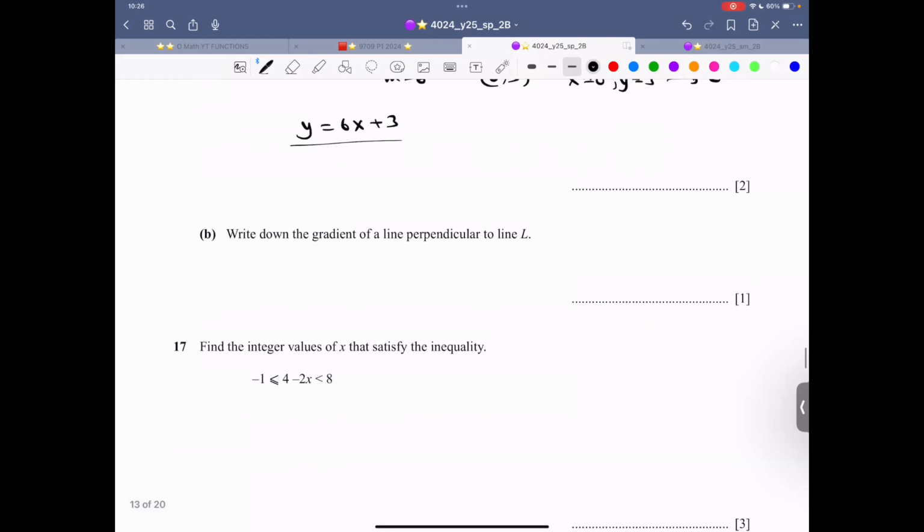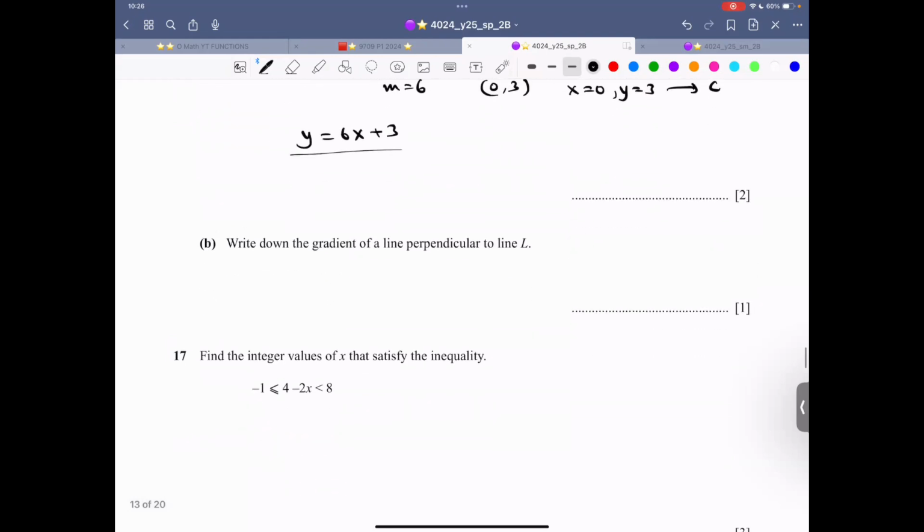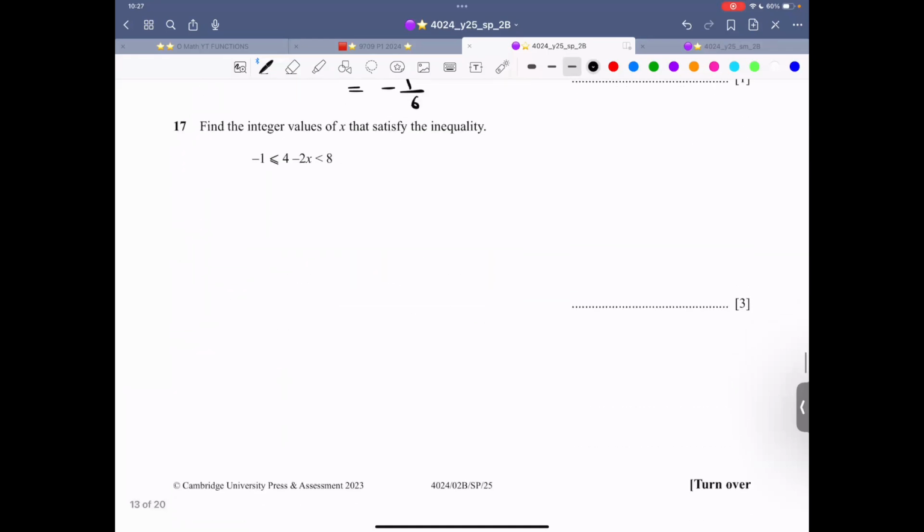Write down the gradient of a line perpendicular to line L. For perpendicular, use the concept of negative reciprocal. That is negative 1 over 6. Find the integer values of x that satisfy this inequality. Solve it separately.